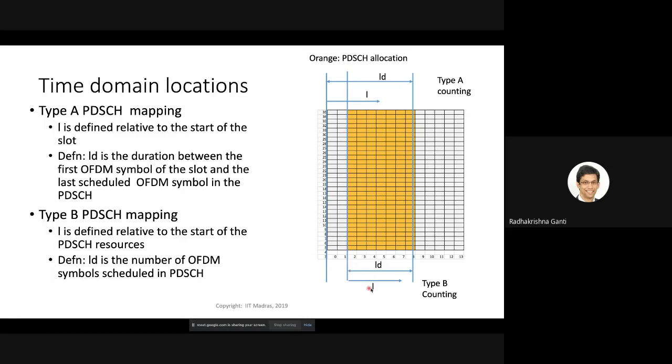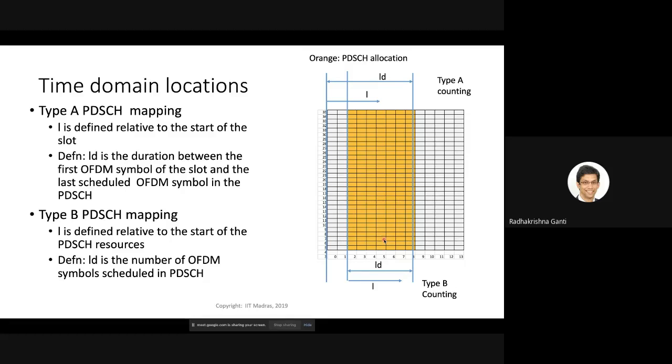So when they say L is equal to 3 in type B, it means 0 starts here. 1, 2, 3. This will be the third. You understood the difference between these two? So there are two types of PDSCH mappings. It's called type A and type B. Type A means essentially the allocation and the counting is with respect to the start of the slot. Type B is always relative to the start of your PDSCH mapping.